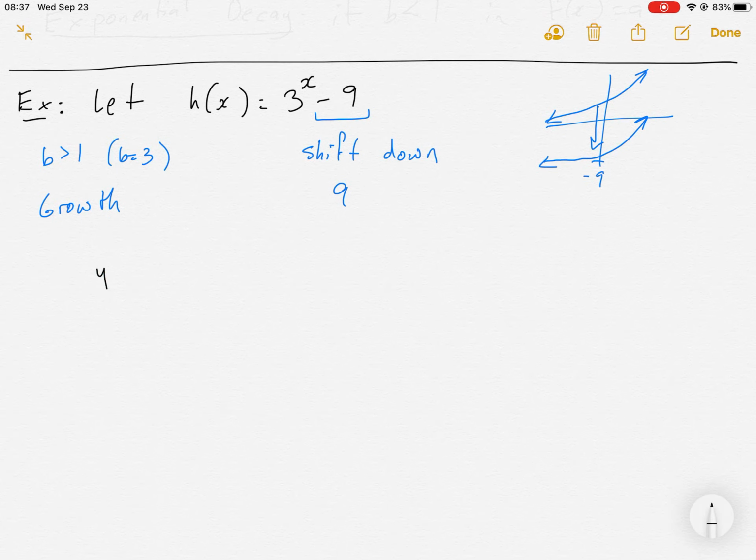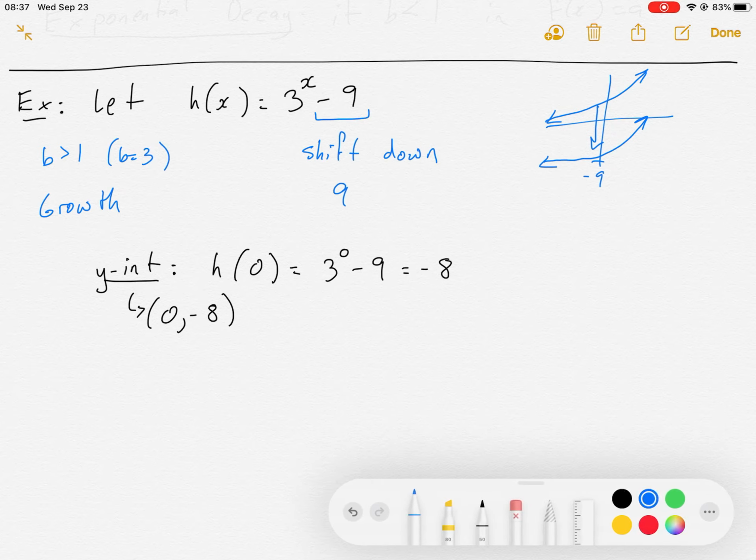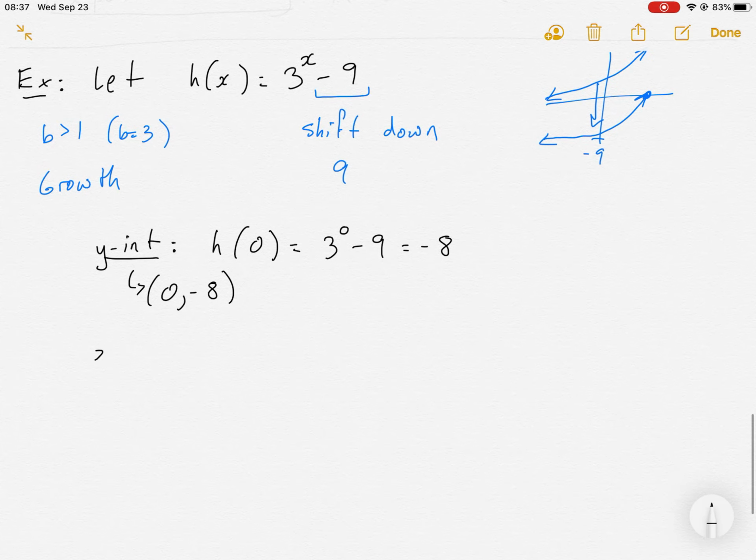Now let's see what else we can figure out about this function. First of all, let's do the y-intercept. So I'm going to find h of 0, which will be 3 to the power of 0 minus 9. And this would give me -8. So I have that my y-intercept is (0, -8). It looks to me like this graph is actually going to hit the x-axis, so we could also find an x-intercept in this case. So we set y equal to 0, and we're trying to solve this equation here.